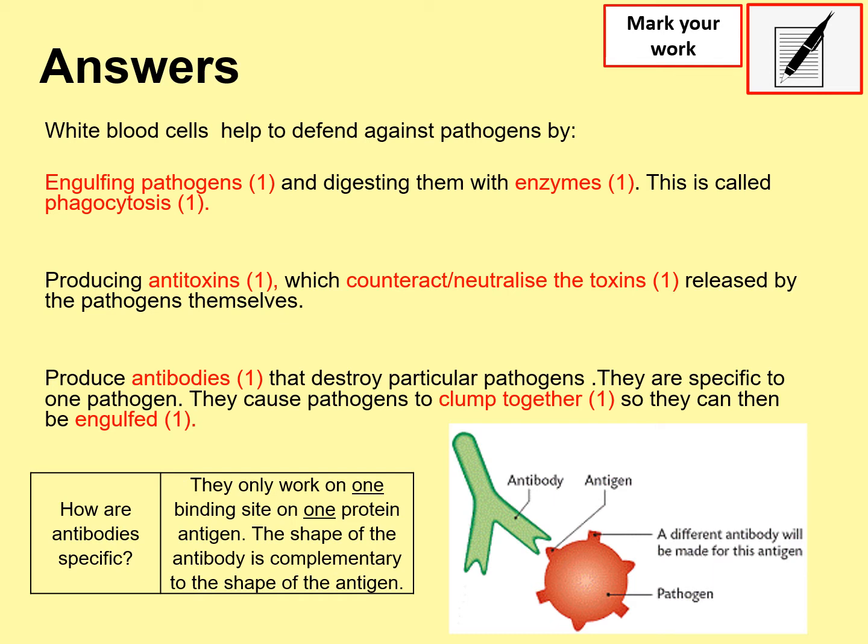And the next question was, how are antibodies specific? They are specific because they only work on one binding site on one protein antigen, and the shape of the antibody is complementary to the shape of the antigen.